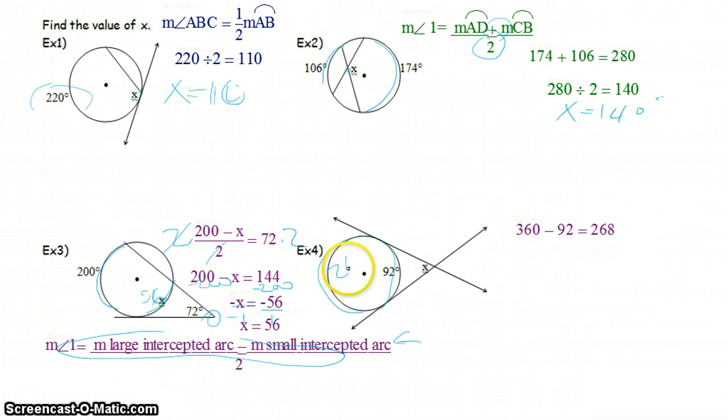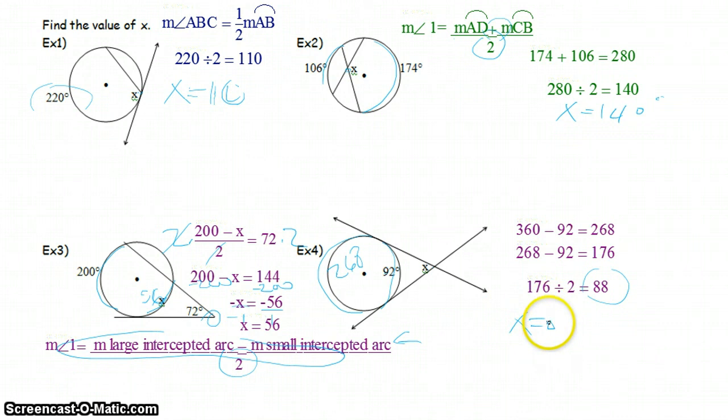So we're going to work on the fact that we have our larger arc of 268. Now, we're going to use our formula. We're going to subtract. So we're going to subtract the 92 from the 268. That would give us a measurement of 176. We've got to divide that by 2, and we get our angle, or our x, to equal 88 degrees.